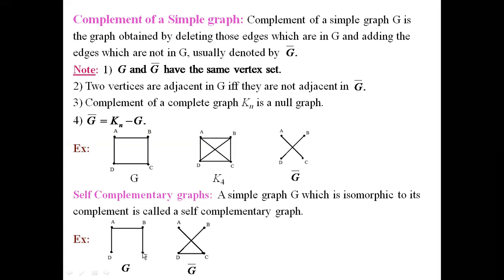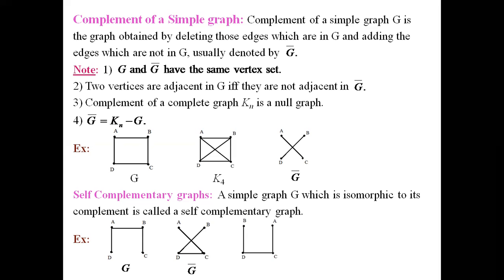A to C there is no edge in G, so we draw an edge in G complement. B to D there is no edge in the graph G, so we draw an edge from B to D. C to D there is no edge in the graph G, so we draw an edge in the complement. So this is G complement for us.